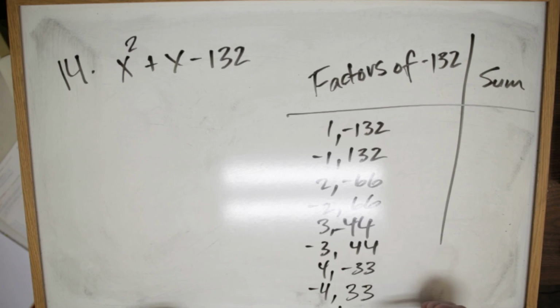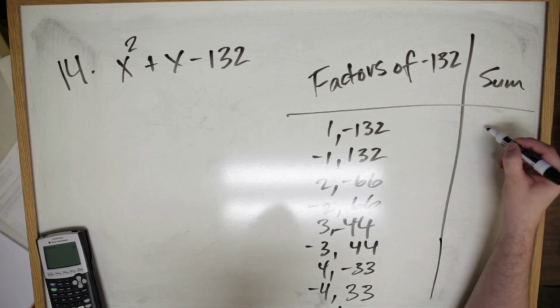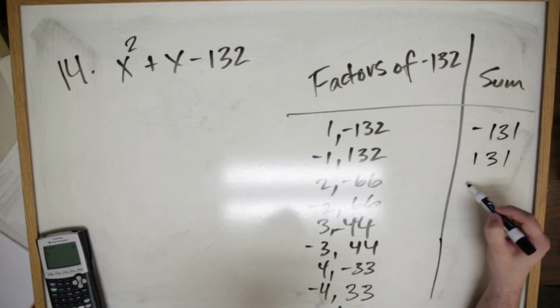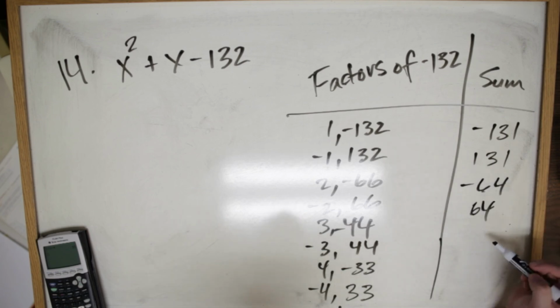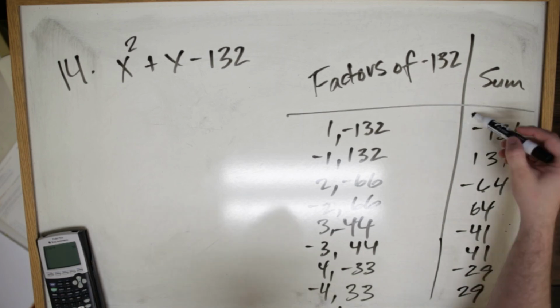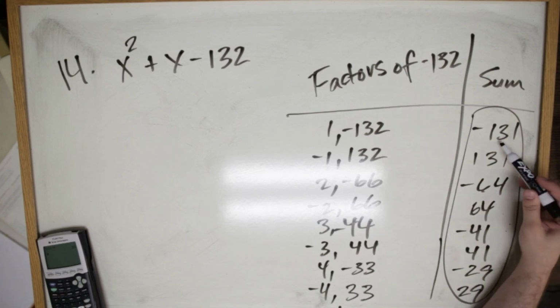I'm not going to go all the way down to the solution because it's ridiculous at this point. I'd be working forever. So let's just do the sums, because you're going to see an interesting pattern come out of this. Minus 131, positive 131, minus 64, positive 64, minus 41, positive 41, minus 29, positive 29. Take a look really quick at those numbers. Do you notice how the magnitude is decreasing?